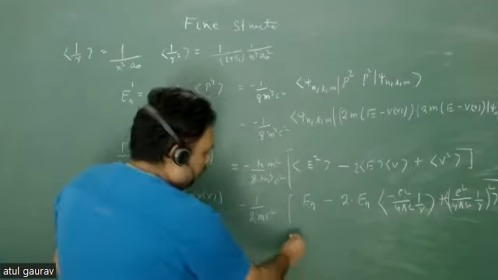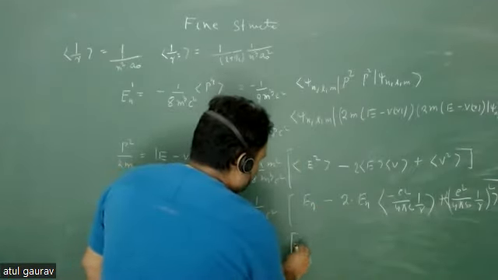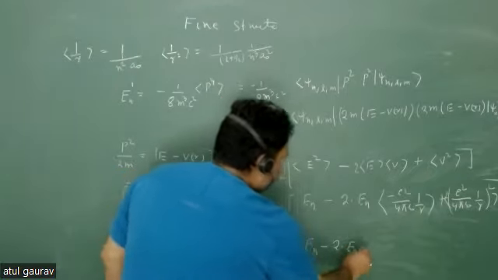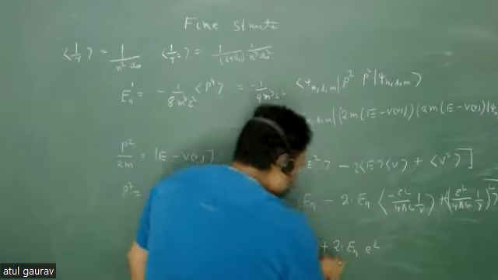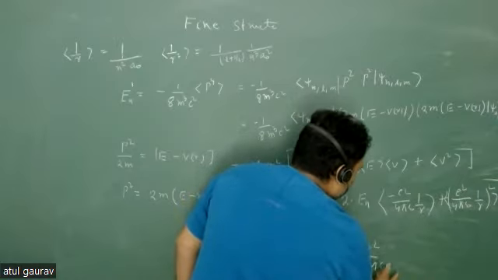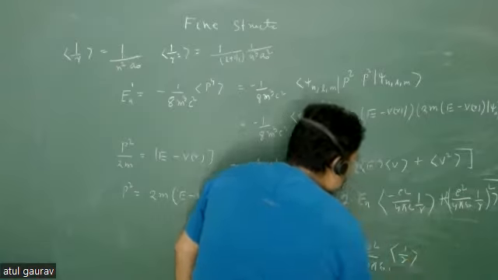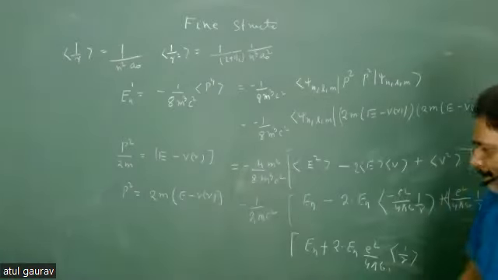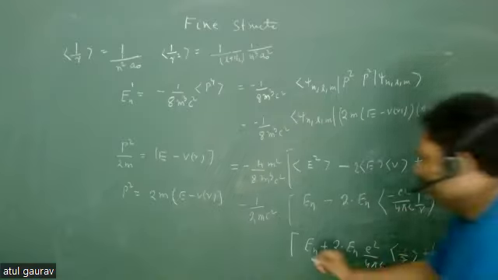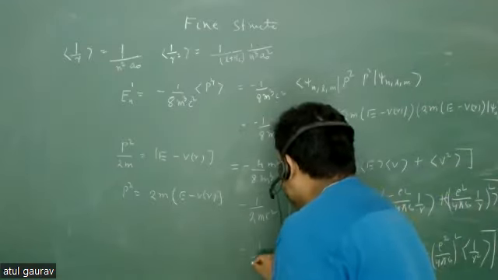This minus will come here. So you have basically E n square minus 2 times E n squared, and you have e square, and minus minus is plus 1. So e square over 4 pi epsilon naught, you have nothing but the expectation value of 1 by r. And plus you have e square over 4 pi epsilon naught whole square, and you have the expectation value of 1 by r square. Now you can get all this.